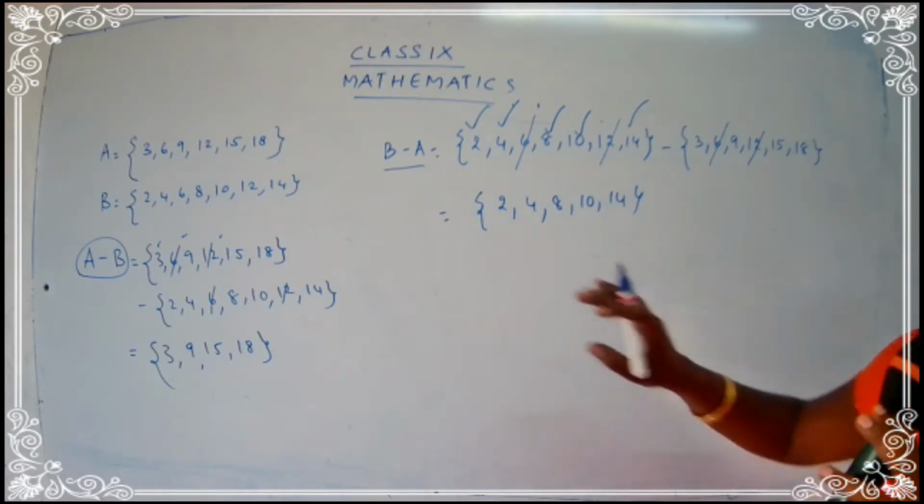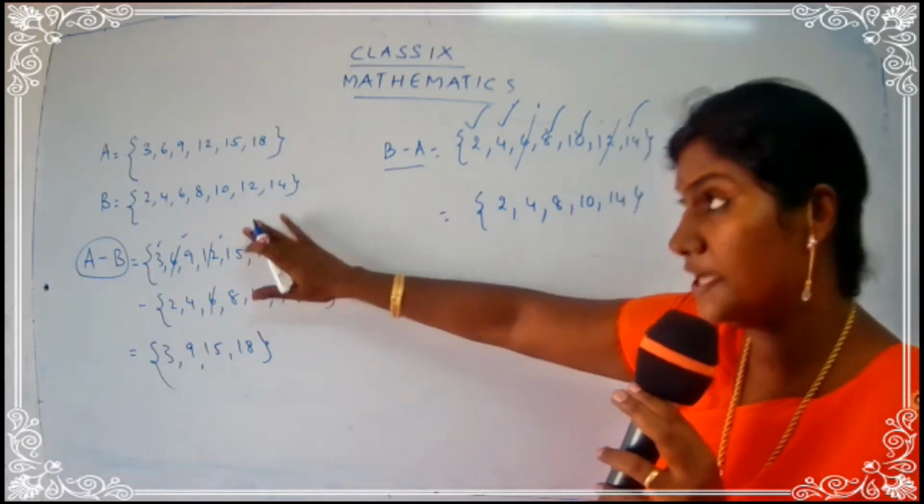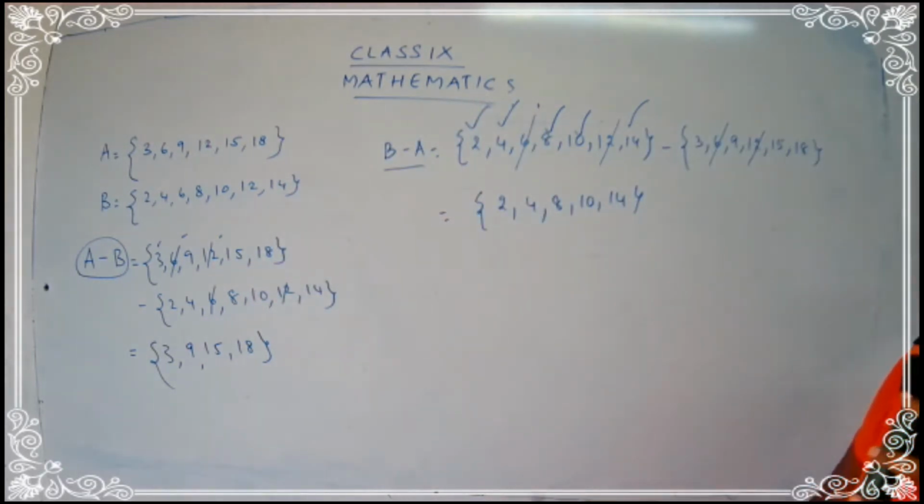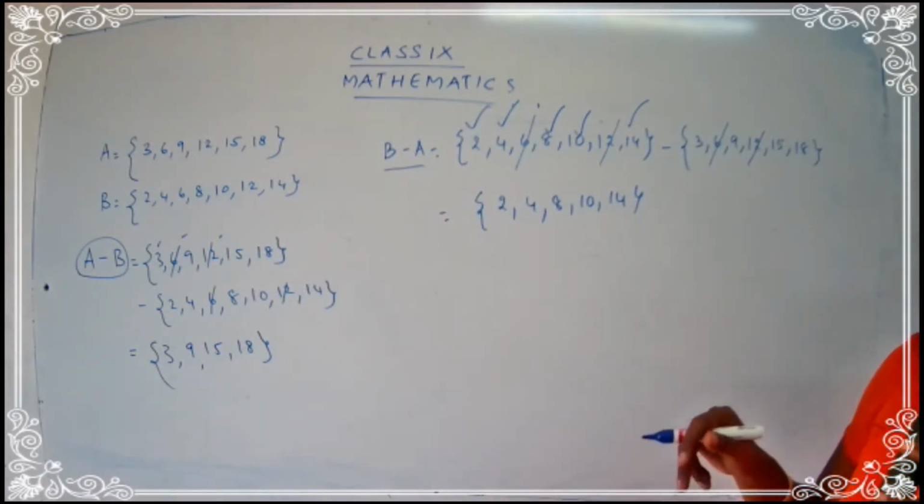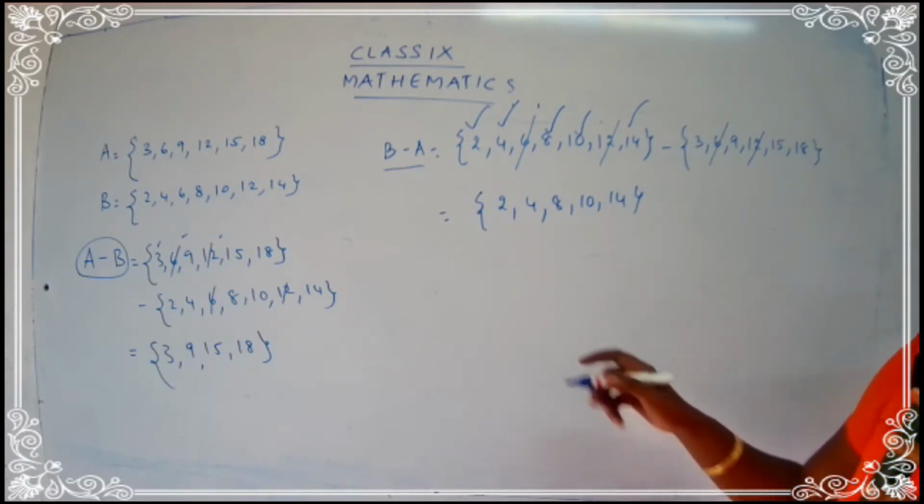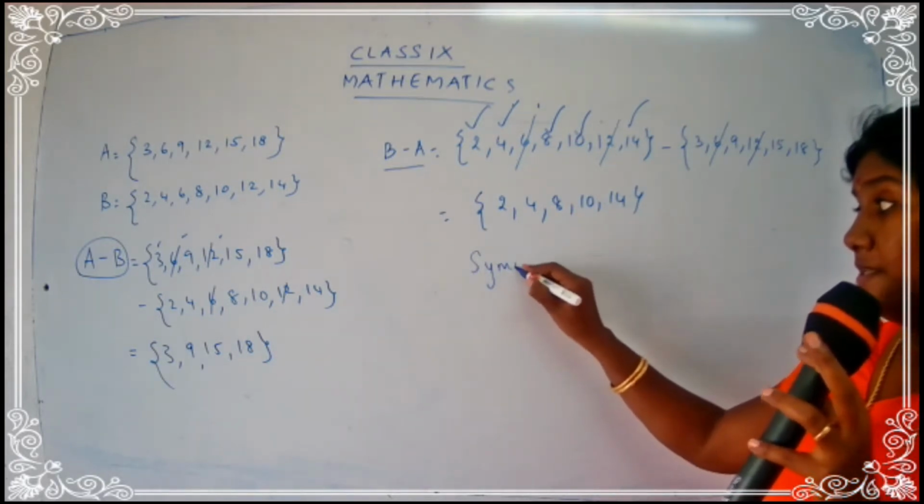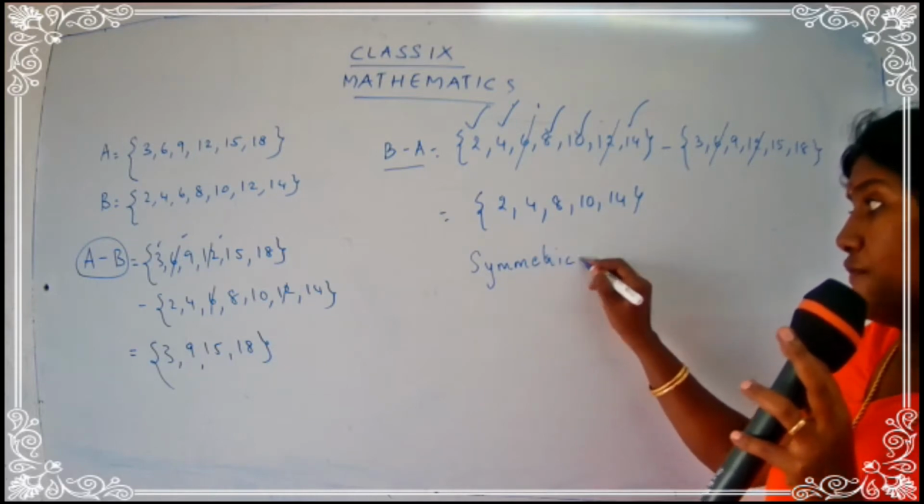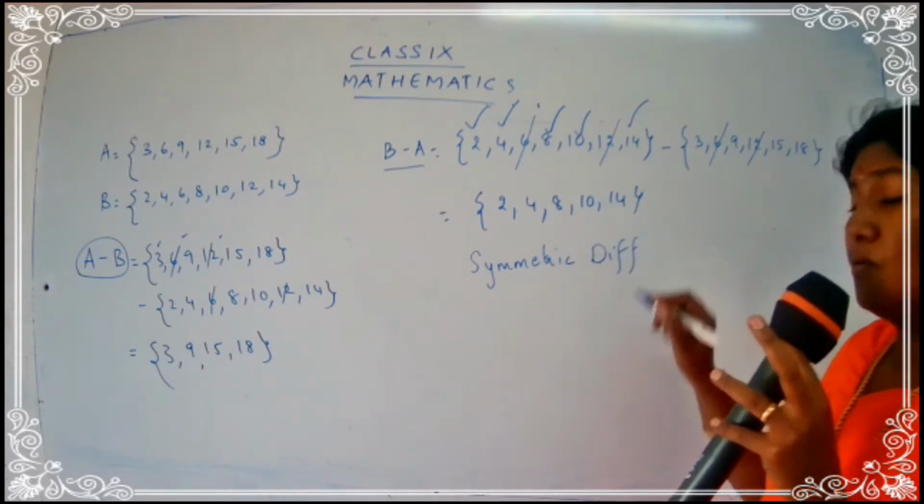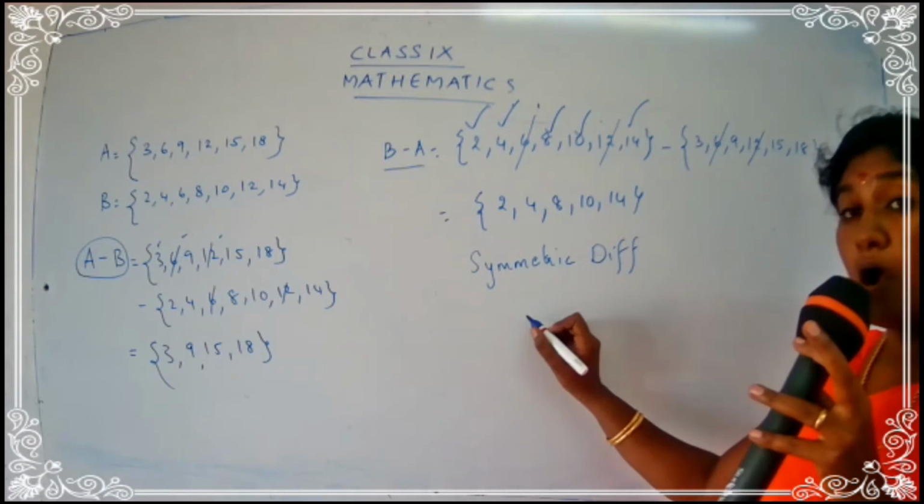Okay, so now we have found the difference. We have found A minus B and also B minus A. This was the difference of the sets. We have also seen one more thing. What was the thing? Symmetric difference. I hope you remember this term. We have also found symmetric difference. What is the meaning of symmetric difference? How is it written?